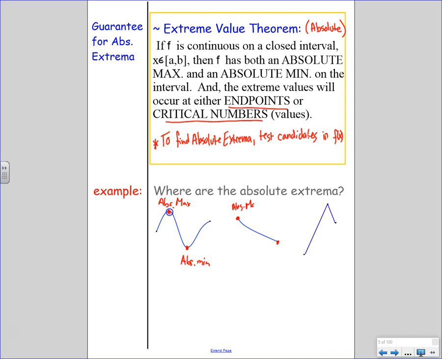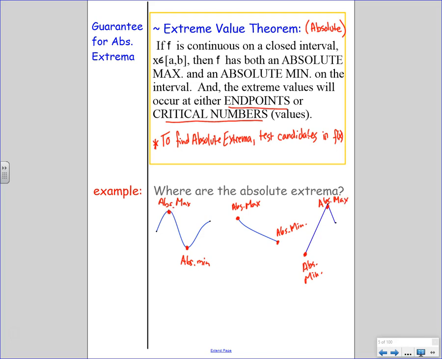Would you find them with the derivative? No, because there would be no zeros. Look, there's no flat places. There's not even any sharp points. So first, it doesn't have any critical numbers, and second, the absolute extrema occurs at the endpoints. Now what's going on here though? Absolute min is going to be at an endpoint, and absolute max is going to be at a critical number.